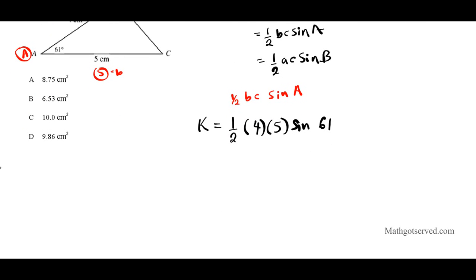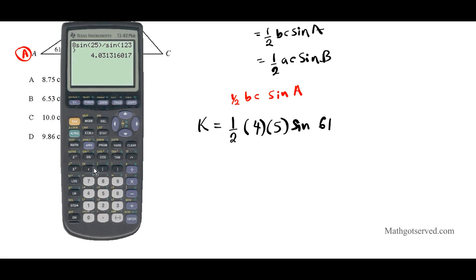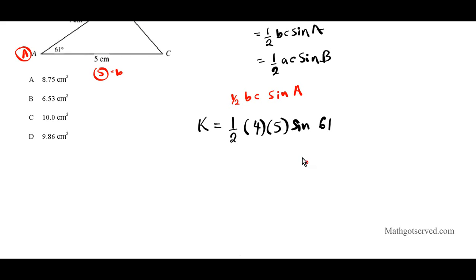Okay, so let's go ahead and plug that into our calculators and see what we get. Let's see. I'm going to do 1 divided by 2 times 4 times 5 times sine 61. Okay, and the answer is 8.75 to 2 decimal places. So the area is approximately 8.75 square centimeters.